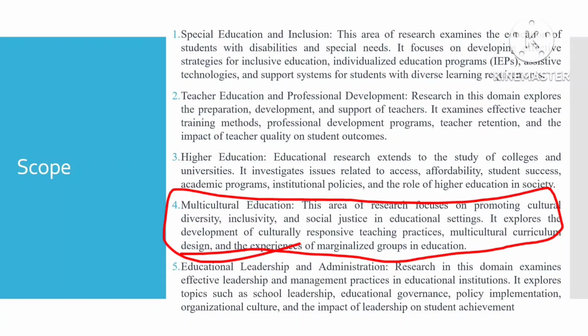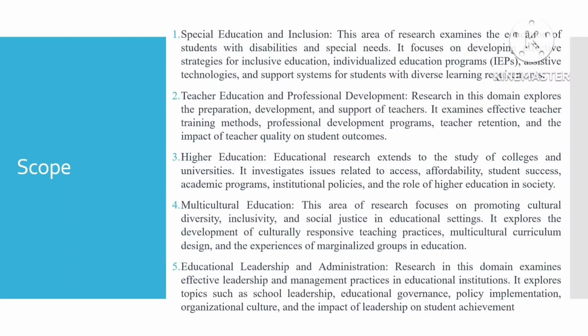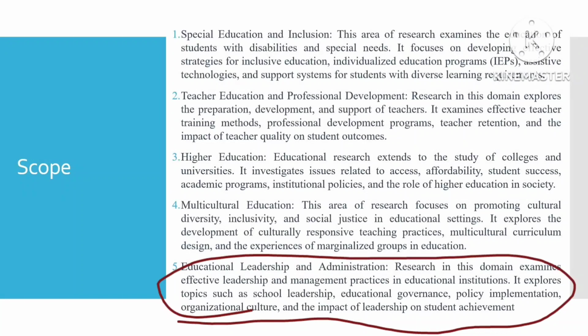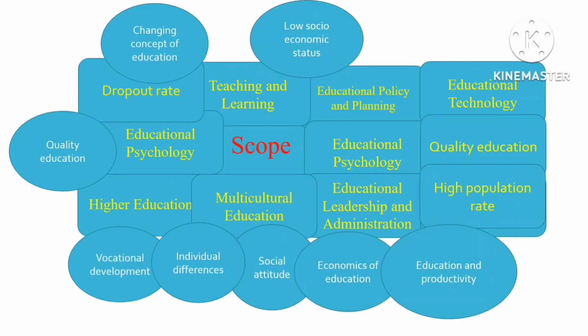The next area is educational leadership and administration. Research in this domain examines effective leadership and management practices in educational institutions. It explores topics such as school leadership, educational governance, policy implementation, organizational culture, and impact of leadership on student achievement. The scope of educational research is very wide.